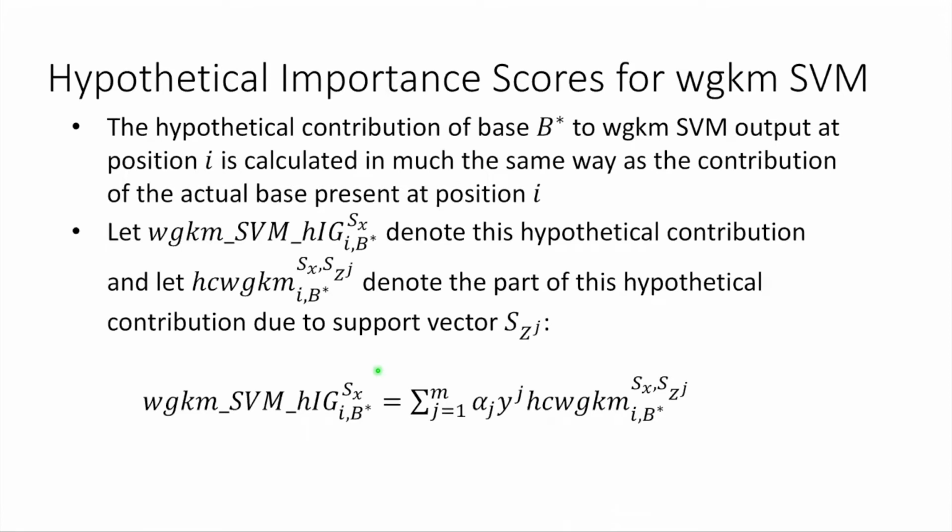Much like in previous cases, it is simply equal to the summation of the weighted contributions for the same base and position from each support vector. The contribution from a specific support vector is given by the term HCW GKM SX SZJ I, B star. In the next slide, I'll explain this term in more detail.